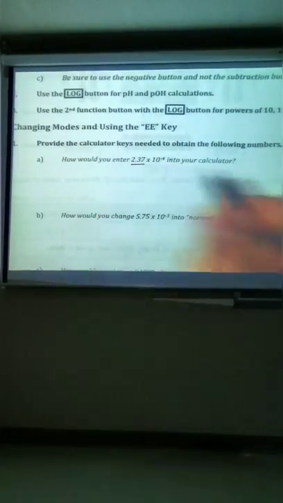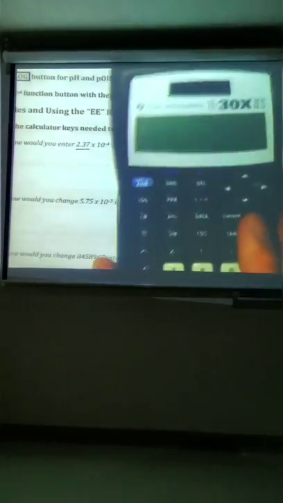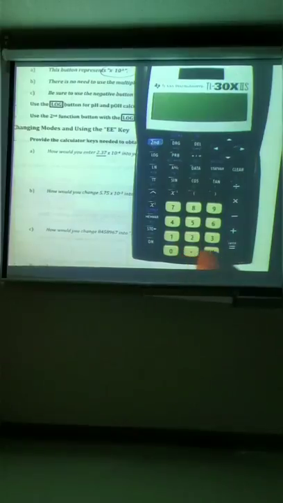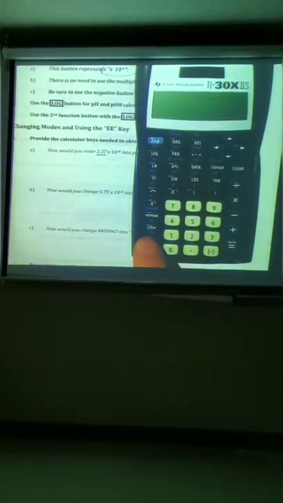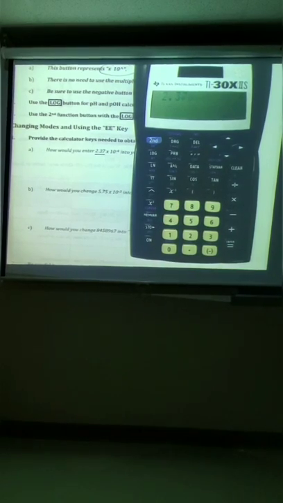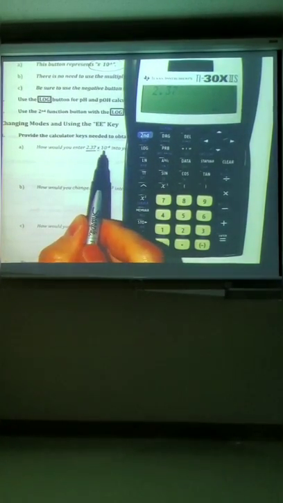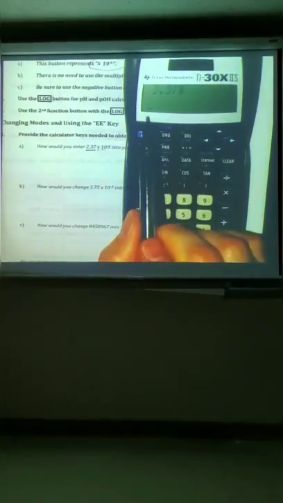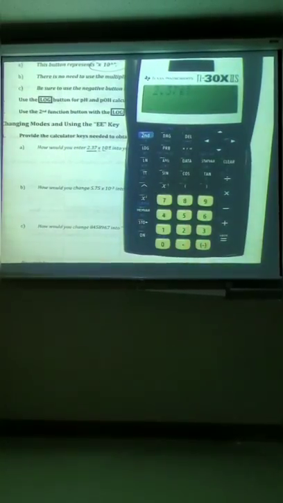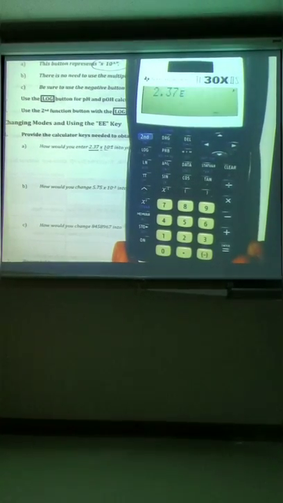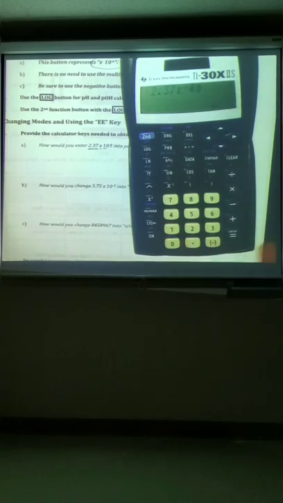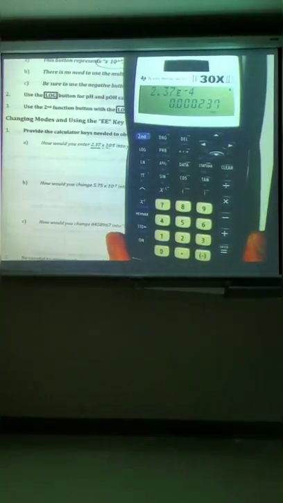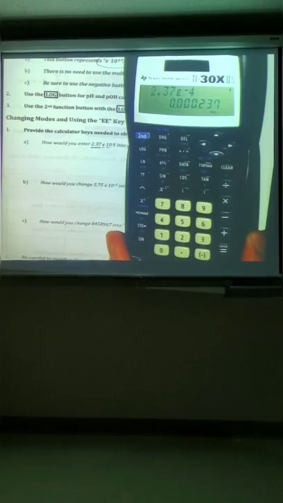Well, we do the 2.37. That's the easy part. But now notice it's times 10 to the power of. So do second. Notice it shows up when it's pressed. X to the negative 1. That E represents times 10 to the power of whatever we said. And we're going to say negative 4. And then we're going to hit equals. There's our number in floating format. Just means that it's floating in the screen because it can fit.